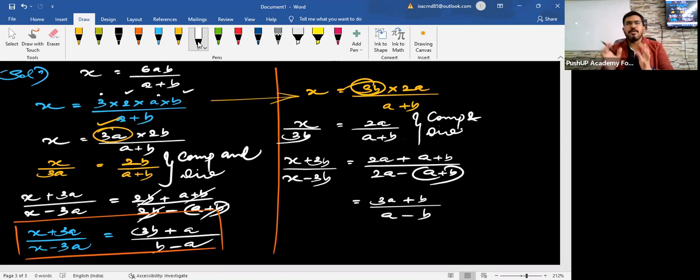Now you have to club both of them together. The value of x plus 3a upon x minus 3a and the value of x plus 3b upon x minus 3b. Club it together and you will get the answer.